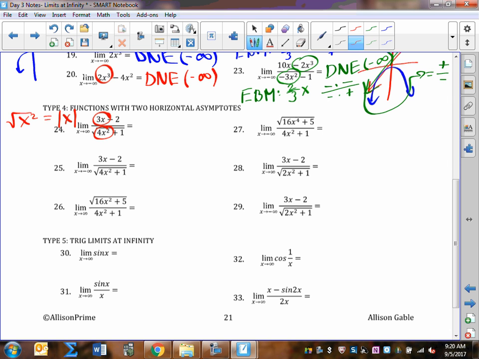So our end behavior model: we have the 3x on top, but in my denominator, it's the absolute value of 4x, right? Or sorry, 2x, oh my goodness, the square root of 4 is 2. Let's fix that. Okay, so the square root of 4 is 2, and the square root of x squared is the absolute value of x. Now we can take that 2 and put it out front, right? We know the absolute value of 2 is just 2. That's fine, I'm just leaving it in because it's easier.